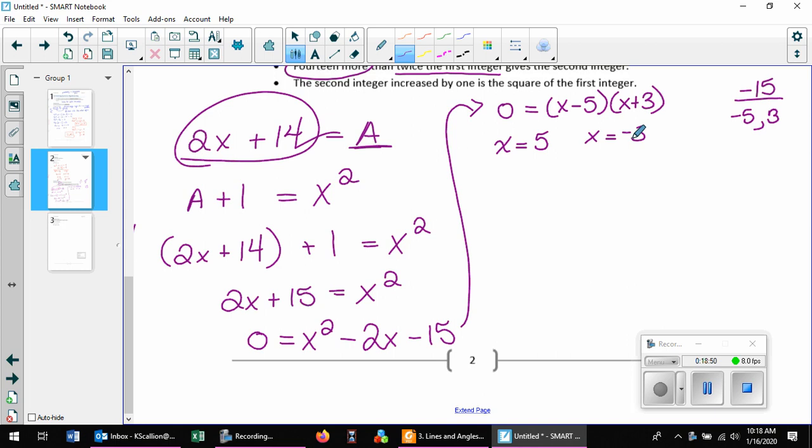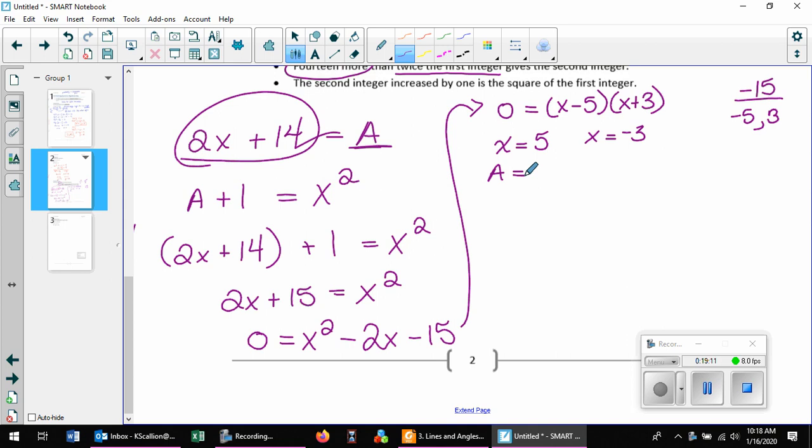Are those both integers? Yes. Am I done? No, because I have to solve for A, right? So when x is 5, what's A? 24. Are you sure? Did you do that in your head?